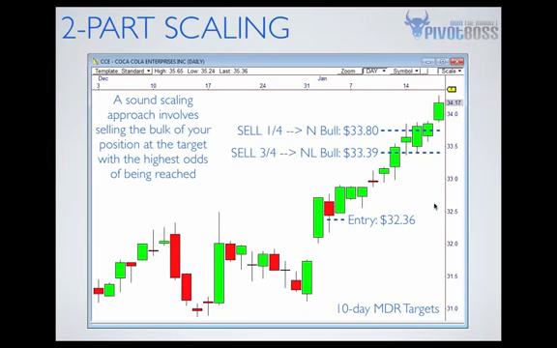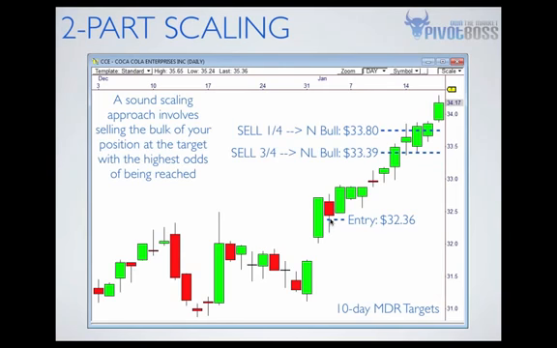So for example, here's the same trade we had earlier. If this is the entry at 32.36 and we have a 10-day MDR average that we're using, we can then find our normal light and normal bull and bear targets, right? So here we are with our targets.